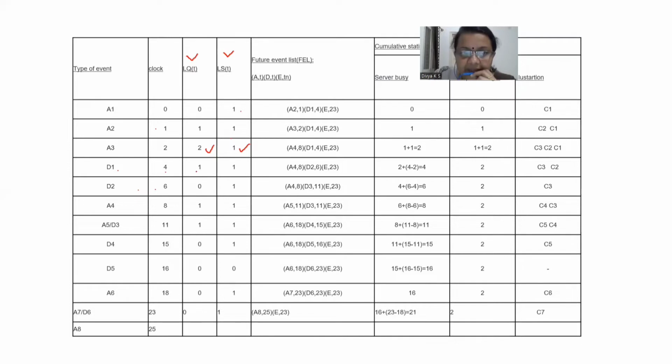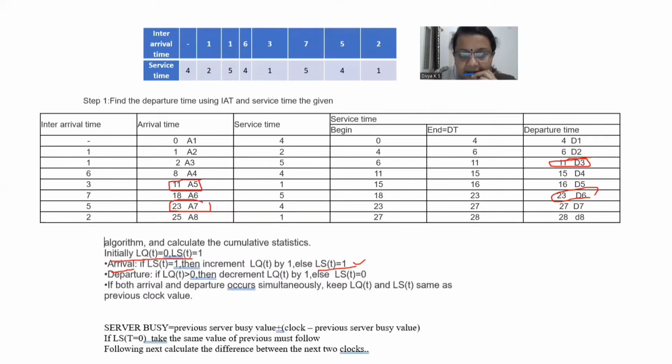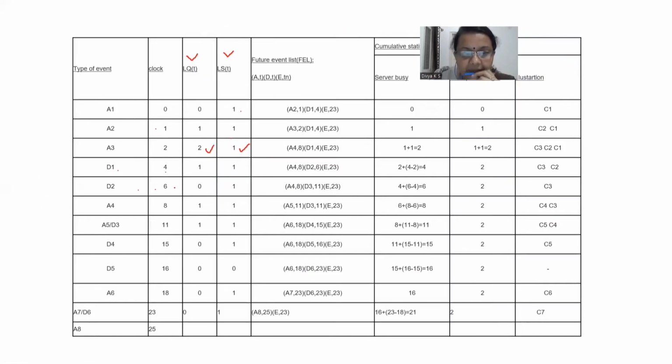Now again, see 1, 1. That means my L of Qt equals 1 and L of St also equals 1, both are 1. Next event is departure. So come here again; now you don't check arrival, you check departure. L of Qt is greater than 0, then L of Qt decrement by 1. So 1 minus 1 is 0. L of St is not changing.